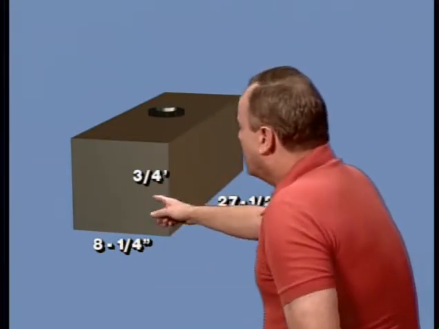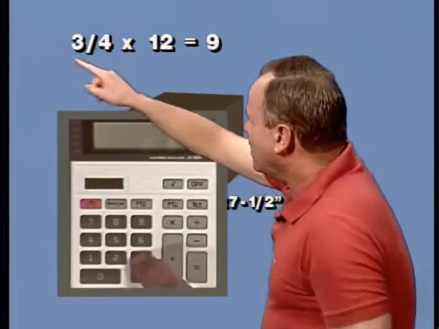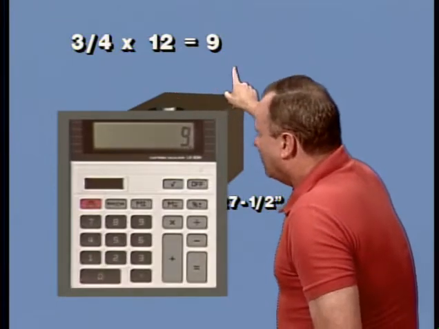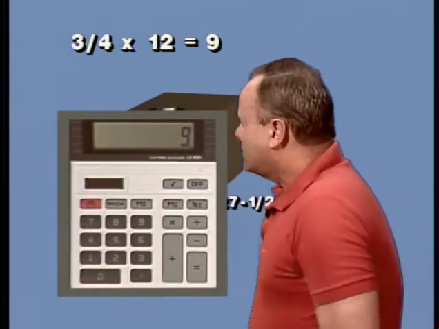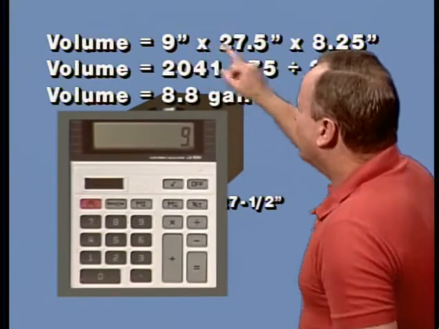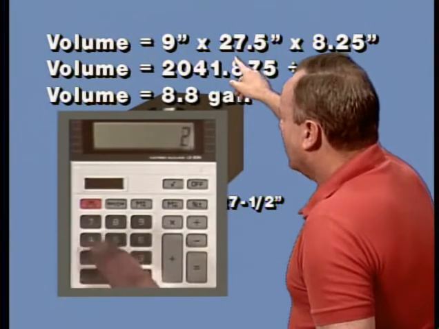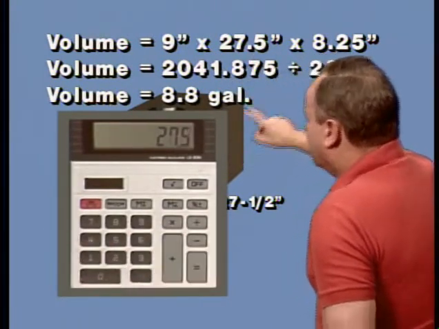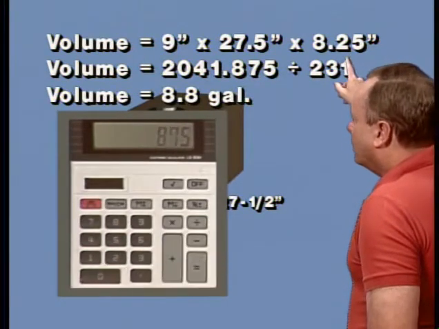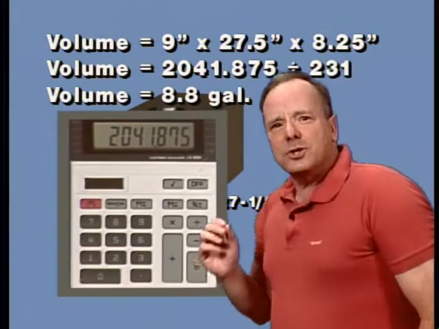The first thing we need to do is convert this 3/4 of a foot to inches, and that's pretty simple. All we have to do is take 3 divided by 4 times 12, and we get 9 inches. So we have 9 inches instead of 3/4 of a foot. So now all we have to do to find the volume is multiply all the dimensions times each other. So we'll take that 9 times 27.5 times 8.25, and multiply all that out, and we find out we have 2,041 cubic inches in this tank.